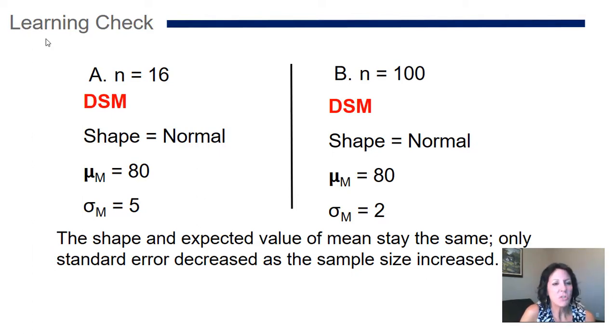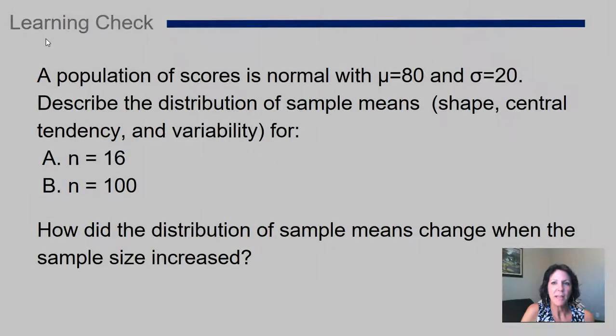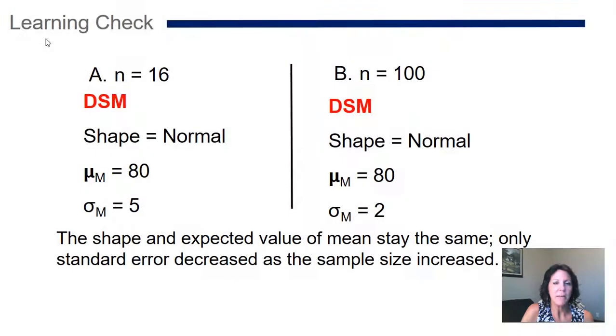Now, the last thing you did actually have to calculate, and that's the standard error of the mean. So we had, I'm going to click back here, a standard deviation of 20. So we have 20 divided by the square root of n, which is 16. The square root of 16 is 4. 20 divided by 4 gives us a standard error of 5. The standard error of the mean is 5.